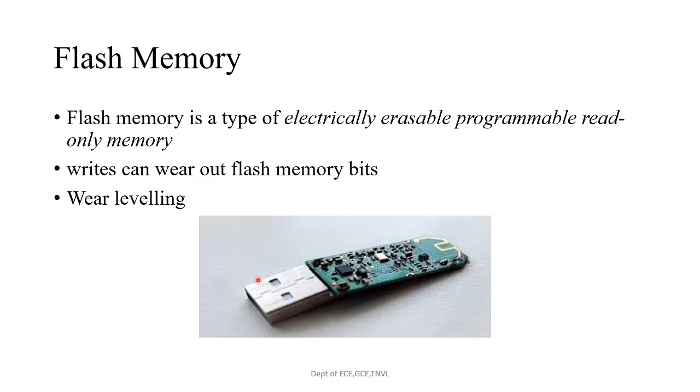This is about flash memory. What is flash memory? Flash memories are the memories which we use in day-to-day life in personal mobile devices. Flash memory is a type of electrically erasable programmable read-only memory. Unlike disks and DRAMs, but like other electrically erasable PROM technologies, writes can wear out flash memory bits.